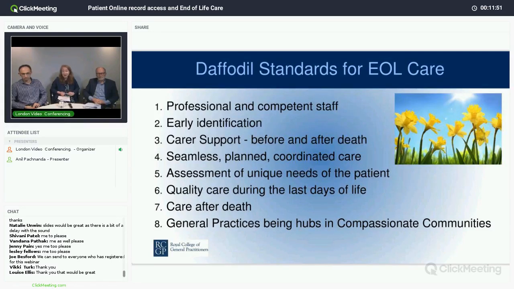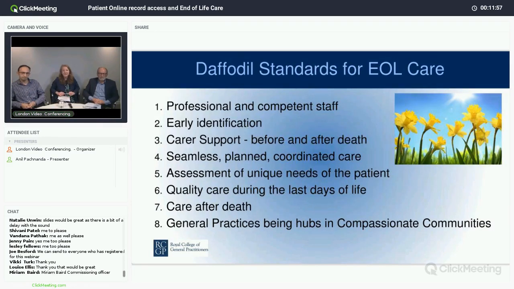So we want professional and competent staff. We want staff who feel enabled to give the best care they possibly can. We want people to be identified early who would benefit from palliative care and good care planning and coordination. That's normally the biggest advantage, I think, to identifying people as early as possible when they start to near end of life. The daffodil standards have got a lot in them about carer support.